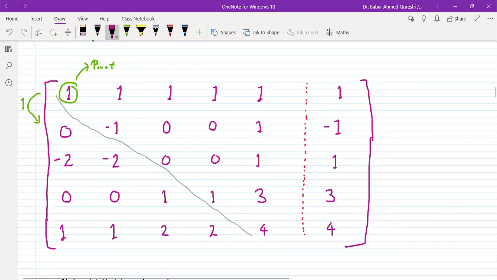Here, maybe let me change the color. You get a 0 here. When I add these two, what do I get? Again, a 0. Add these two, I get a 1. Again, a 1 here. And when I add these two, I get a 2.